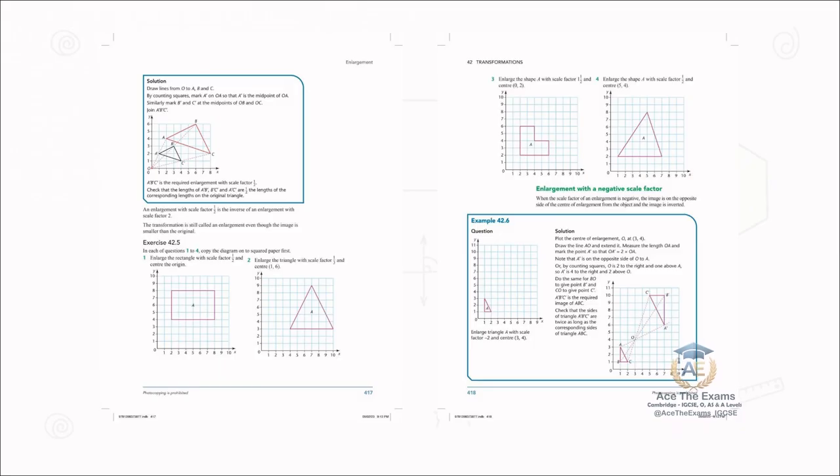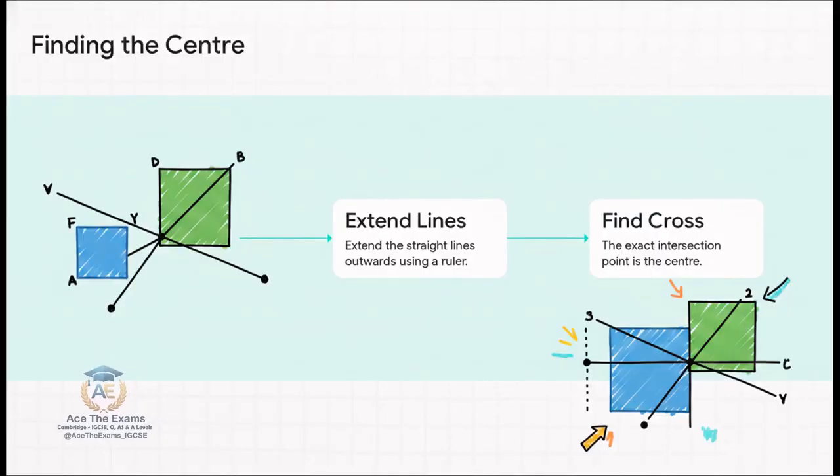And if you look closely, the lines connecting the corresponding points literally pass straight through the center of enlargement. So what happens if an exam throws a curveball and asks you to find the center of enlargement when you only have the two shapes? Well, you solve it visually.